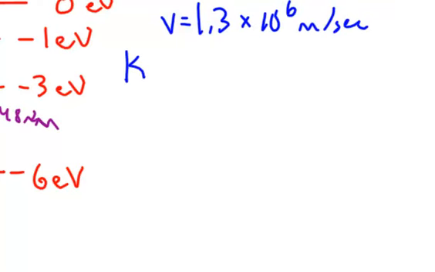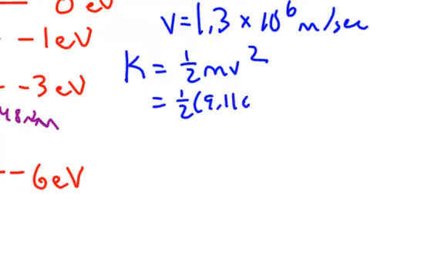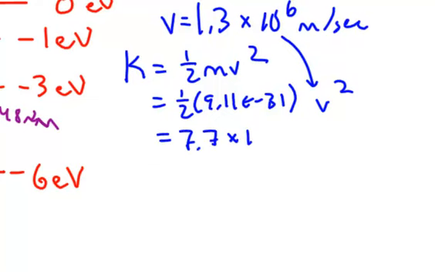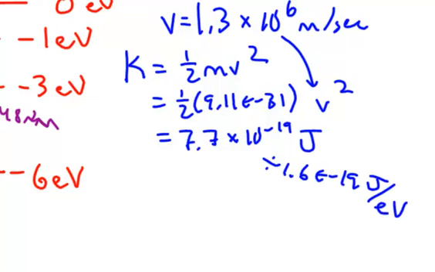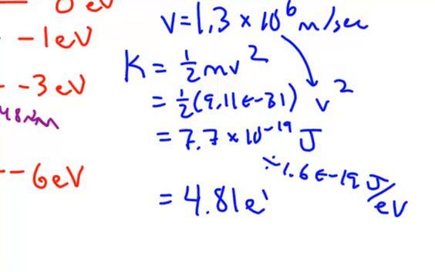So what are we going to do? Kinetic energy equals 1/2 mv squared. I'm going to use my particle equations. 1/2, it's an electron, 9.11 times 10 to the negative 31st. I'm going to take that velocity and I'm going to square that bad boy. And I end up getting an energy of 7.7 times 10 to the negative 19th. But that's in joules, because that's the SI unit. If I divide that number by the 1.6 times 10 to the negative 19th joules for every 1 electron volt, that will kick out electron volts, and it kicks out 4.18 electron volts.